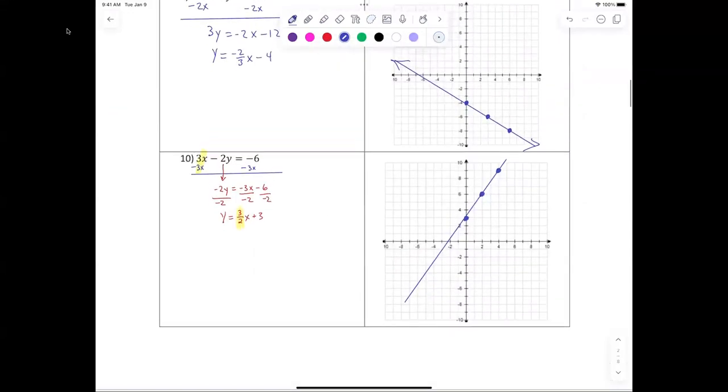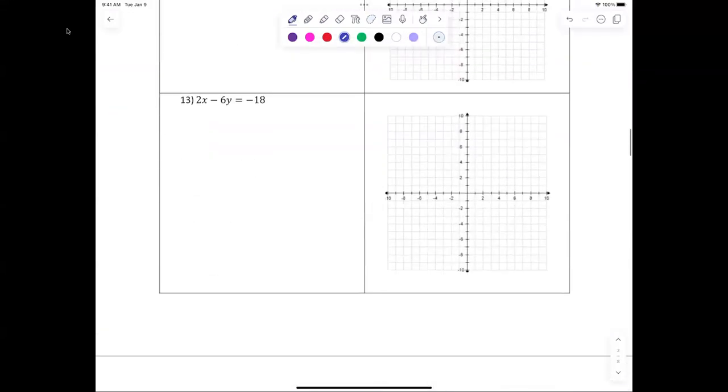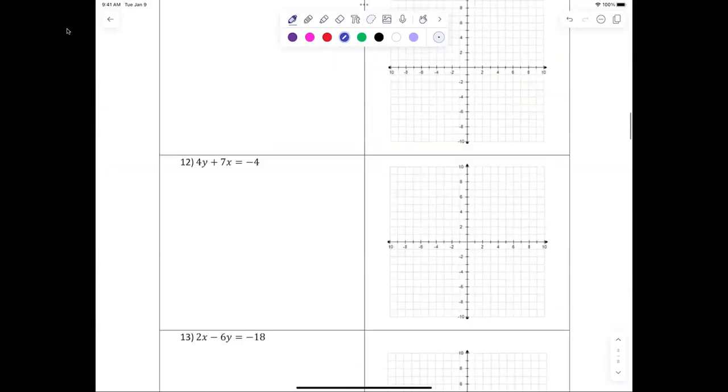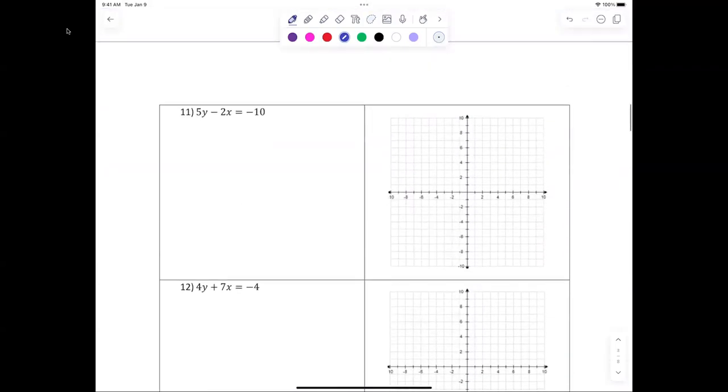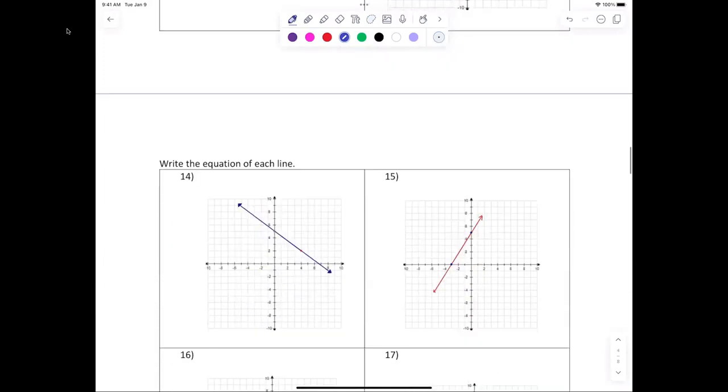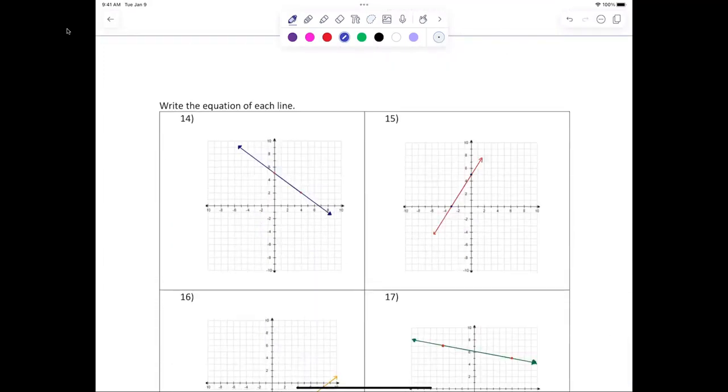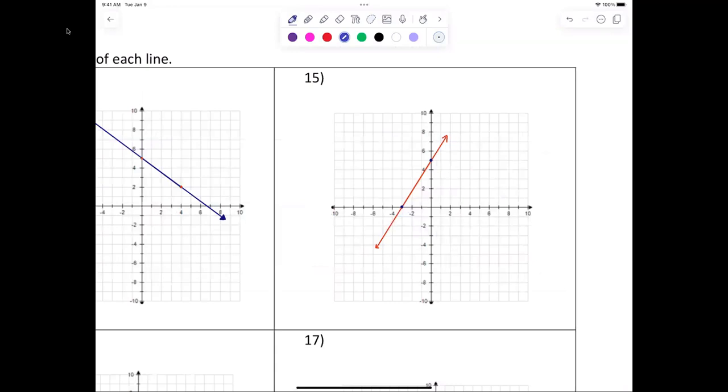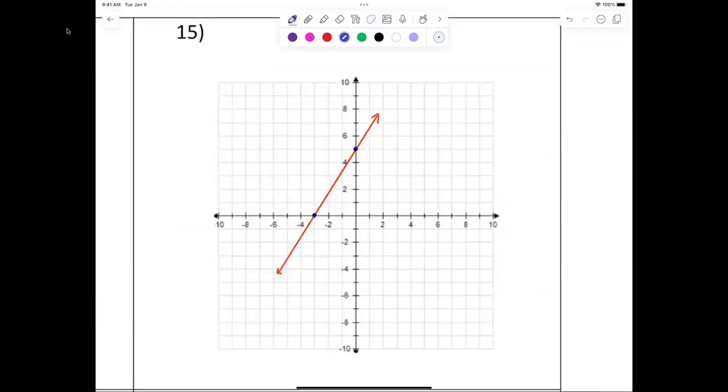All right, here we go. 11, 12, 13. Okay, that's your homework, 11, 12, 13. Try to do that. Now I need to move on to the stuff that you forgot. I want everybody to look at number 15. We're going to try to write the equation. We're going backwards this time. Quickly, we got to move.